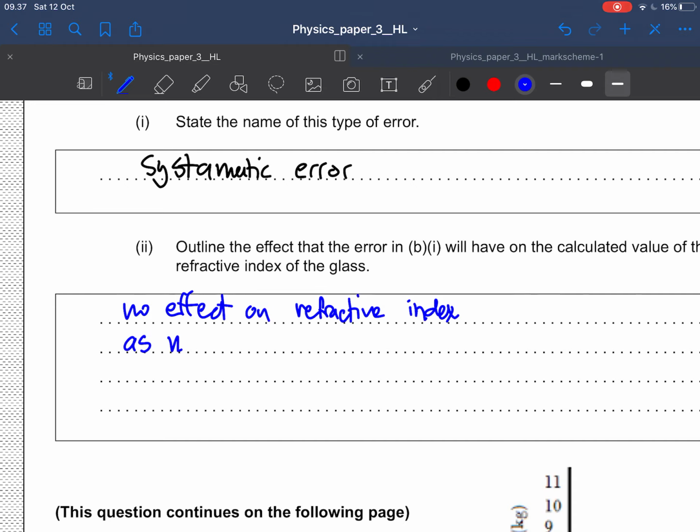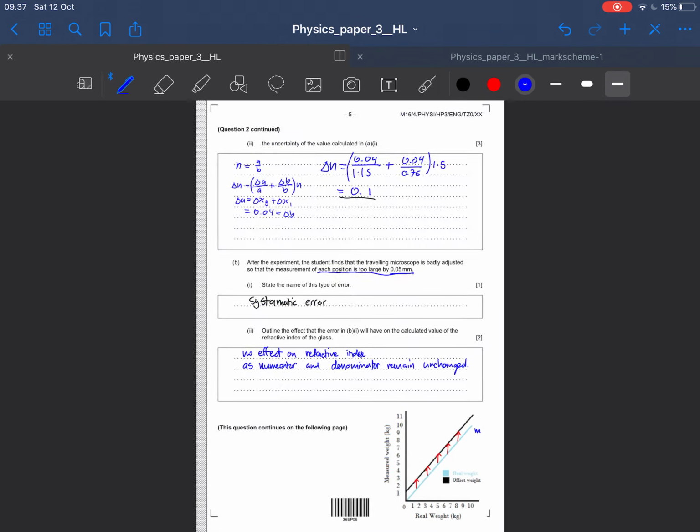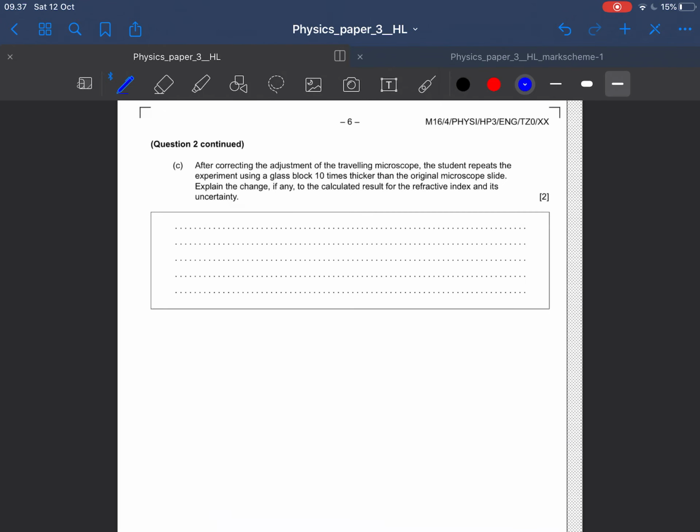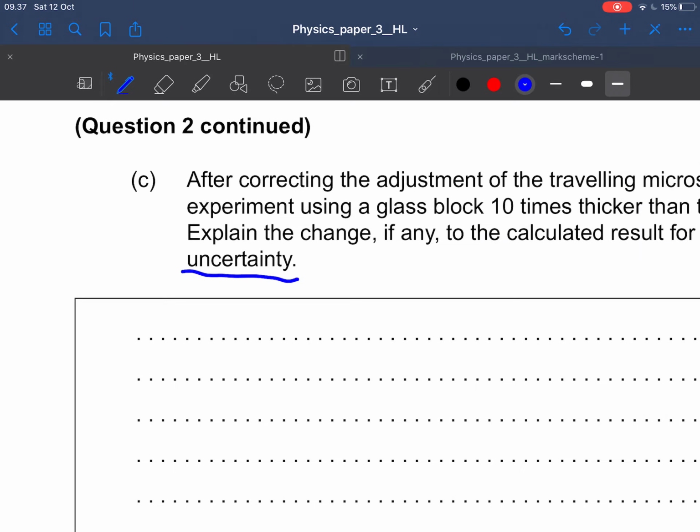As the numerator and denominator remain unchanged. And that'll get you 2 marks for each point. Then it says, after correcting the adjustment of the traveling microscope, the student repeats the experiment using a glass block 10 times thicker than the original. Explain the change, if any, to the calculated result of the refractive index and its uncertainty.